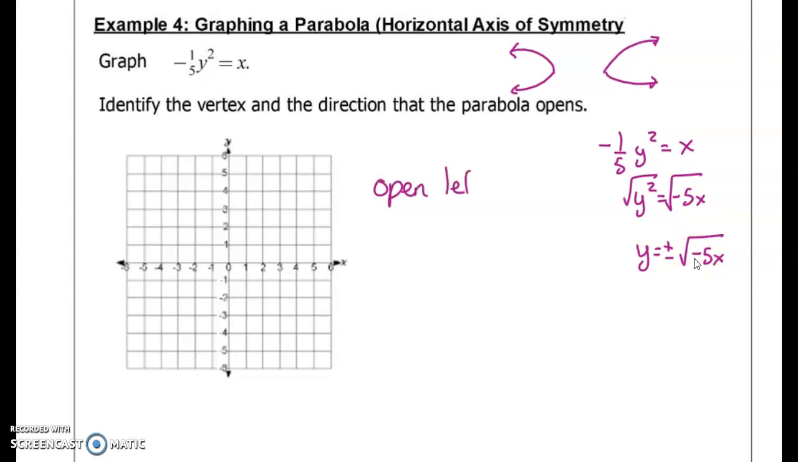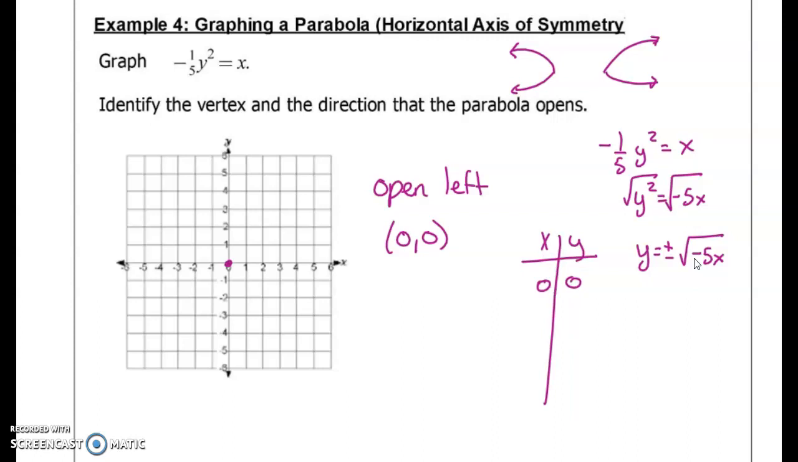Now, the only thing that's going to affect the vertex are going to be horizontal or vertical translations, meaning adding or subtracting. And none of that happens, so that tells me that the vertex is going to be at 0, 0, which I could check using a table and plugging points in. I could absolutely get there.